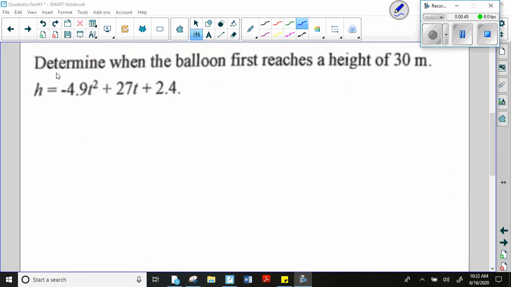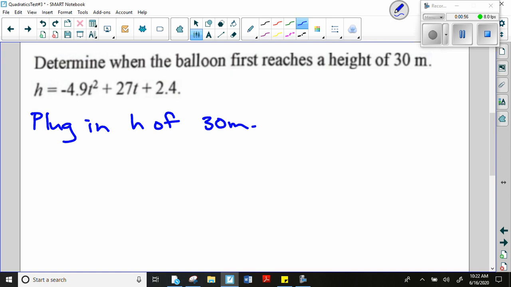Okay, so we're going to plug in H of 30 meters. But what does that do? So I put a 30 there. Now I've got an equation. That's going to have to be my other step: bring that to the other side, and then I'd have an equation set to 0.